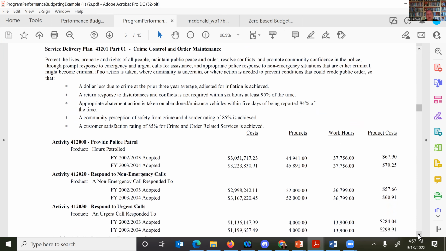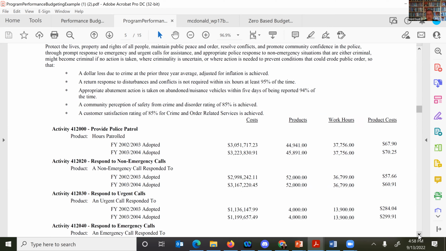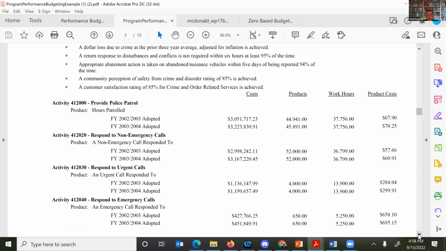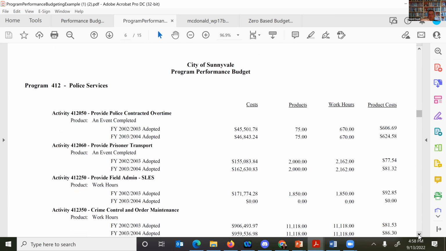So we're spending our money on activity 412000, provide police patrol. So here are the number of hours that we're going to have patrol officers patrolling, the amount of money we're going to spend on it, the amount of hours that money will pay for. Our response to non-emergency calls. Here's the amount of money we are spending on it. Here's the amount of hours we're spending responding to non-emergency calls, urgent calls, events. You can see all the different activities.